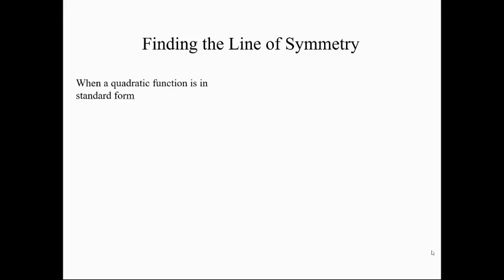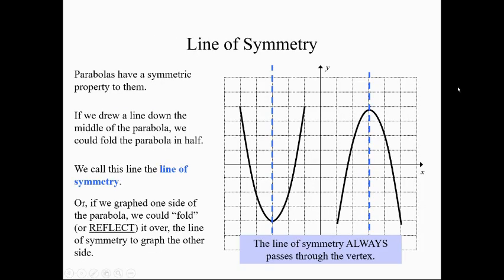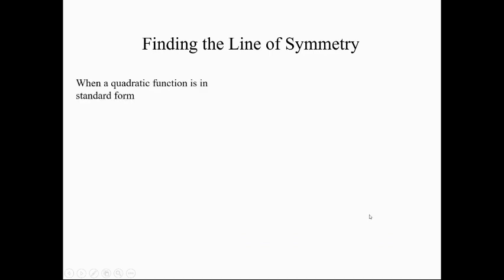So finding the line of symmetry, there is a formula for finding it when the quadratic is in standard form. We said standard form is y equals ax squared plus bx plus c. If I go back here, we see that the line of symmetry for a parabola is a vertical line. Remember, vertical lines have an undefined slope. They pass through an x value, so the equations of vertical lines are always x equals whatever the x value is. So we're going to find that x value to write the equation of this line.